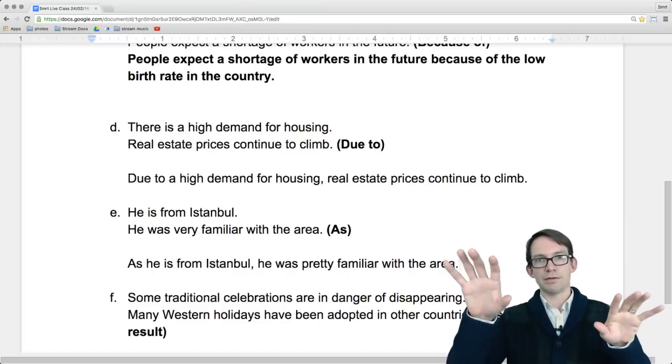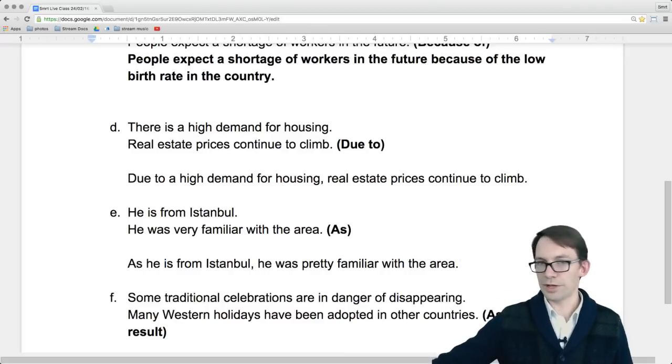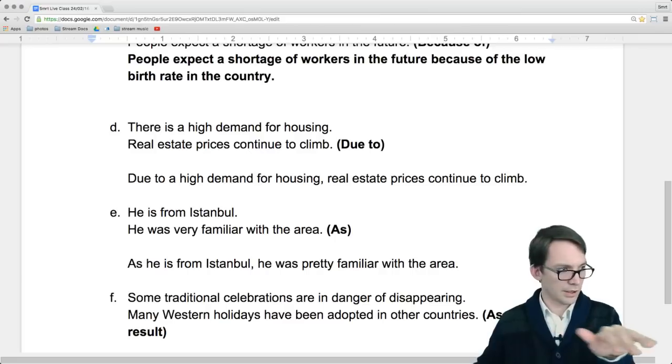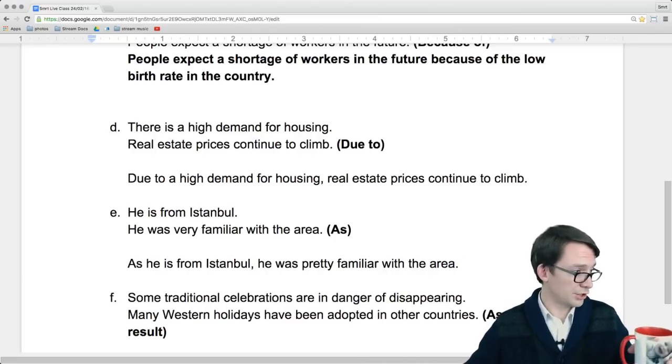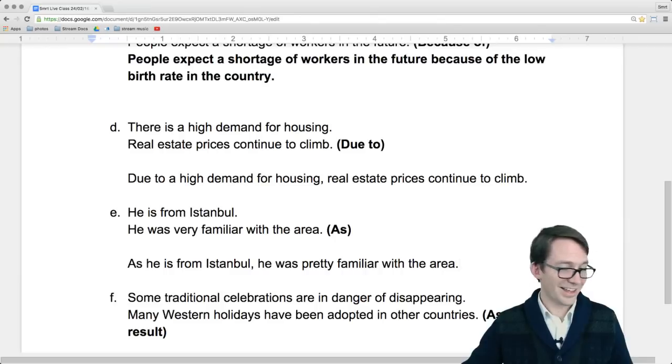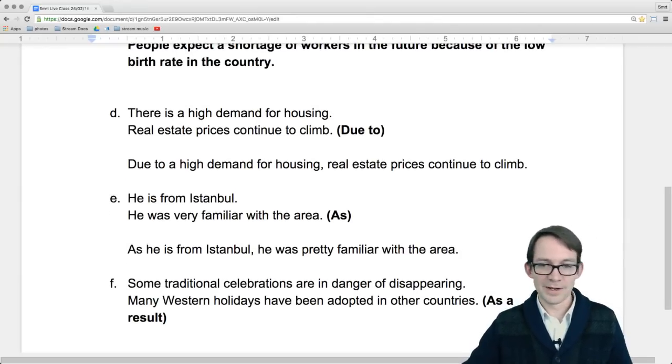And if anybody flipped it around and said he was familiar with the area as he was from Istanbul, that's okay too. I think Oscar's answer is perfect though. And I'm seeing in the chat that Ian Duval has the same answer there. Is that Marianne? All right.